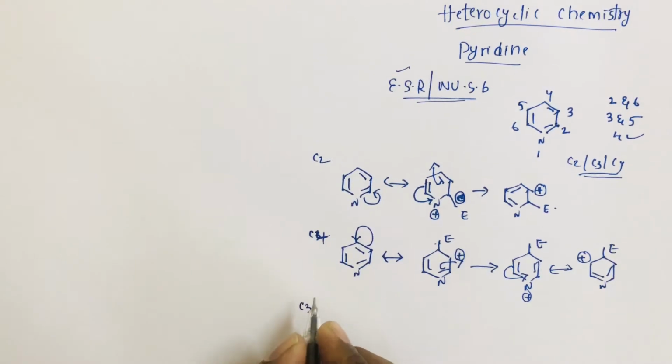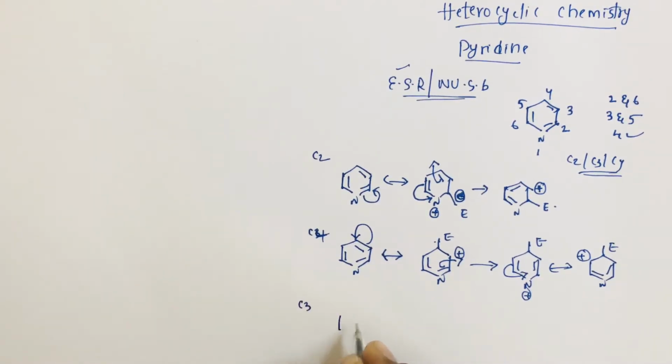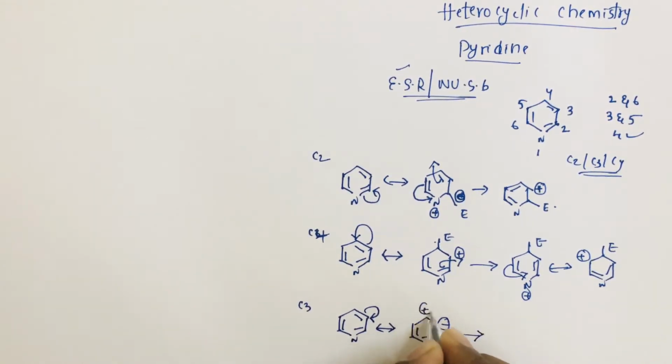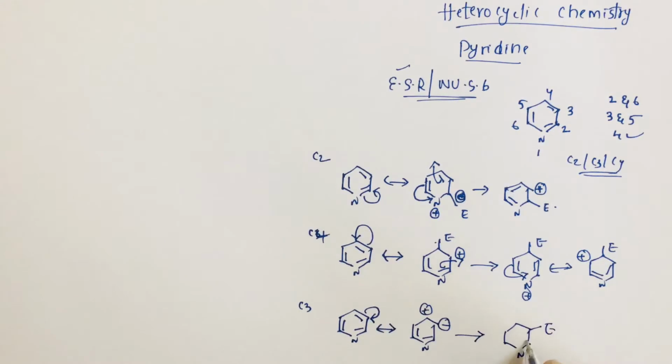And last we have the C3 position. The C3 position will be like this. If it comes this way, a negative charge here and positive charges here. So the electrophile attacks this. Now this bond goes here, and here a positive charge, and this bond comes here, and here a positive charge.